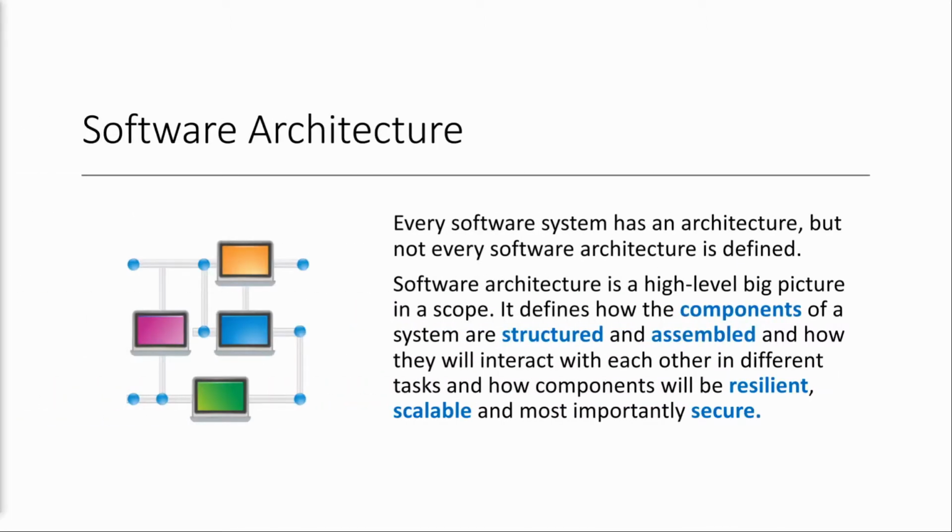So, what is the software architecture and do I need it for this project? The answer to that question is yes. Every software system has an architecture, but not every software architecture is defined. Software architecture is a high-level big picture in a scope. This defines how the components of a system are structured and assembled. By assembled, I don't mean developed, and how they will interact with each other in different tasks, and how components will be resilient, scalable, and most importantly, secure. For my project, I am going to use the Saga microservice architecture pattern.